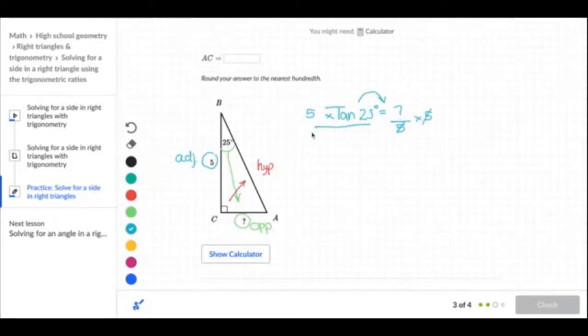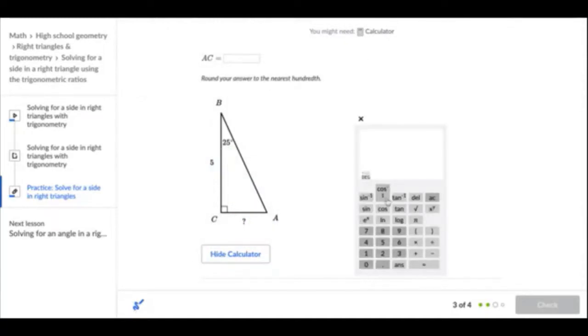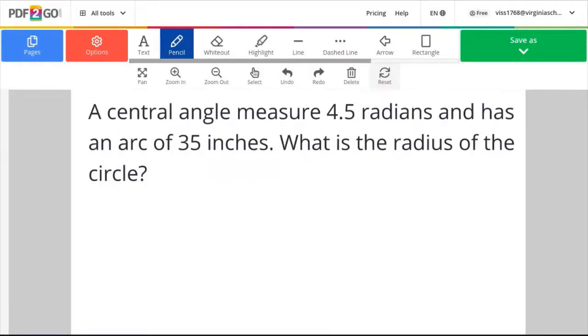So we have to put this in the calculator. So 5 times tan 25. Okay, so we got that, and they want us to round it to the nearest hundredth. So this would equal 2.33. Good job.